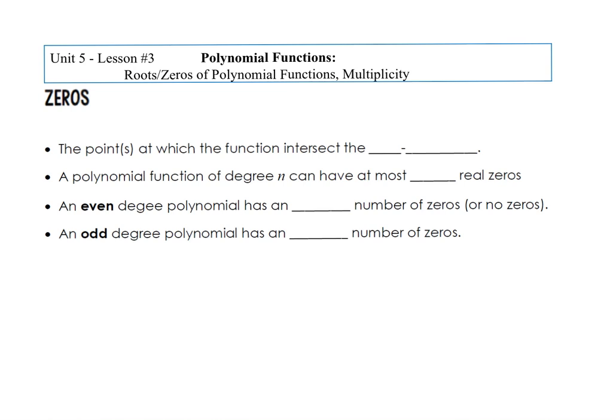All right, this is Unit 5, Lesson 3. We are still working with polynomial functions, and this time we are talking about roots and zeros of polynomial functions, as well as something called multiplicity.